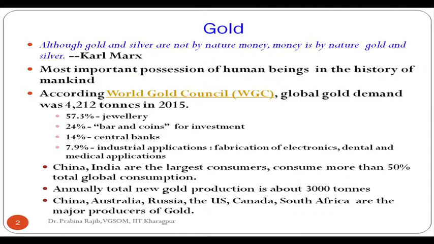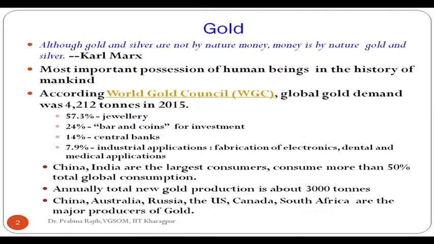It is no secret that China and India are the largest consumers of gold, and they consume more than 50% of the total gold consumption. Globally, total new gold production is around 3,000 tons. On average, the total new gold which gets mined from the earth's surface is around 3,000 tons. So where does this additional 4,200 tons come from? This is the old gold which gets recycled.